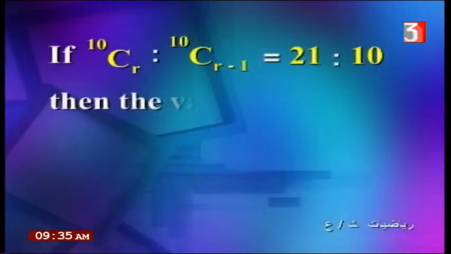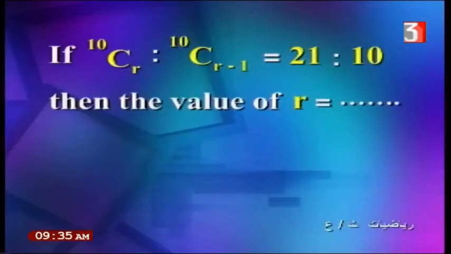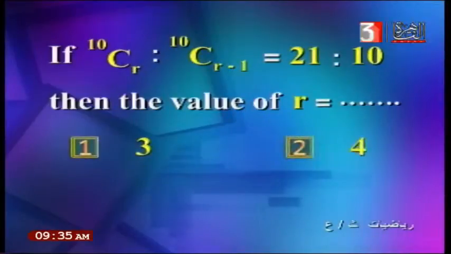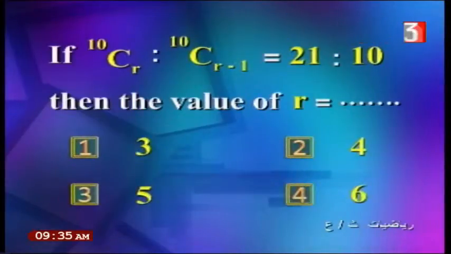Another example. If 10CR over 10C(R minus 1) equals 21 over 10, then the value of R equals what? 3, 4, 5, 6.